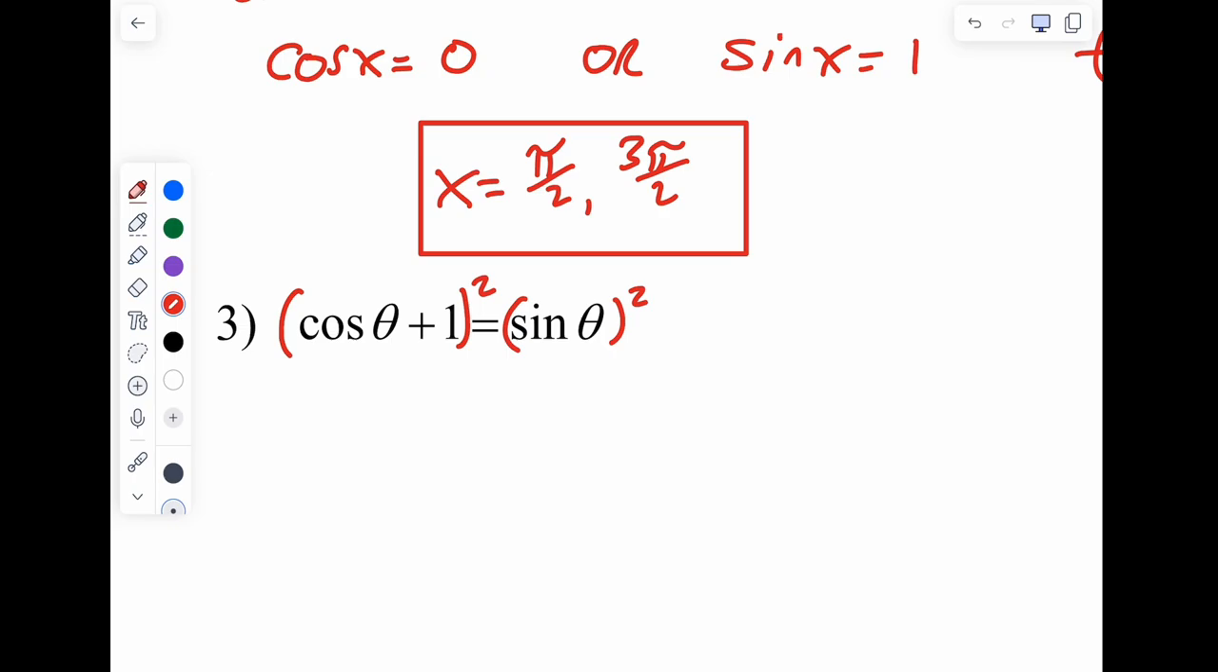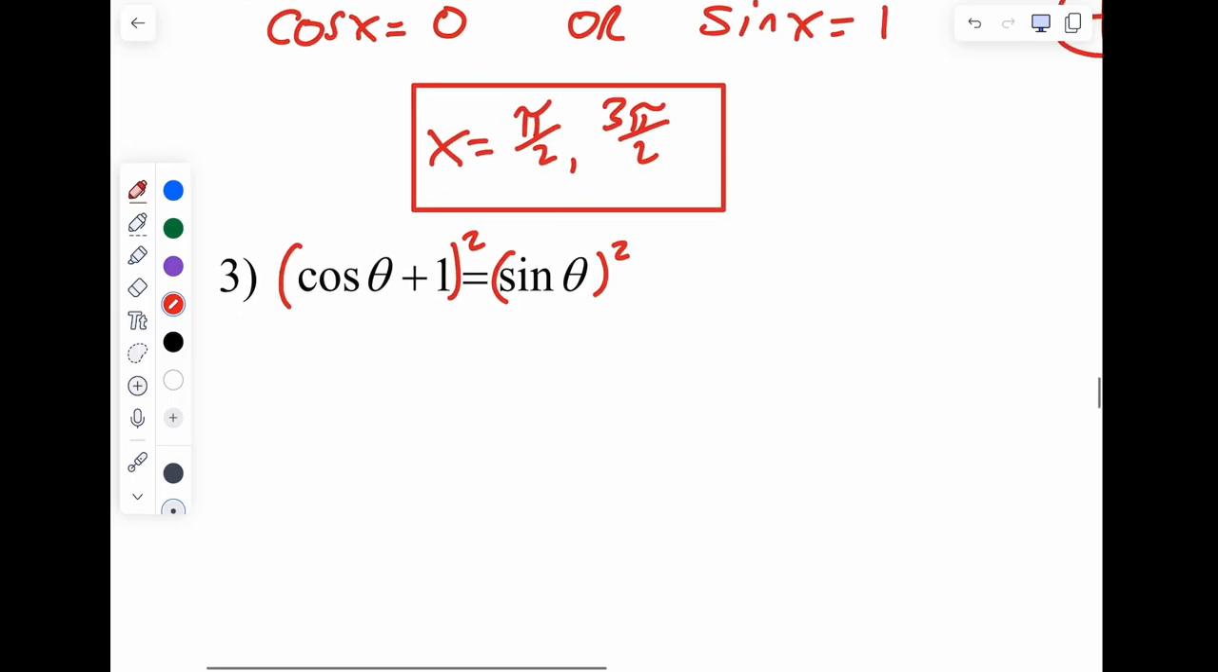Just square both sides and move on with your life and don't look back. Is that what you're saying? Okay, well, let's see what happens. All right, I'm going to square both sides.